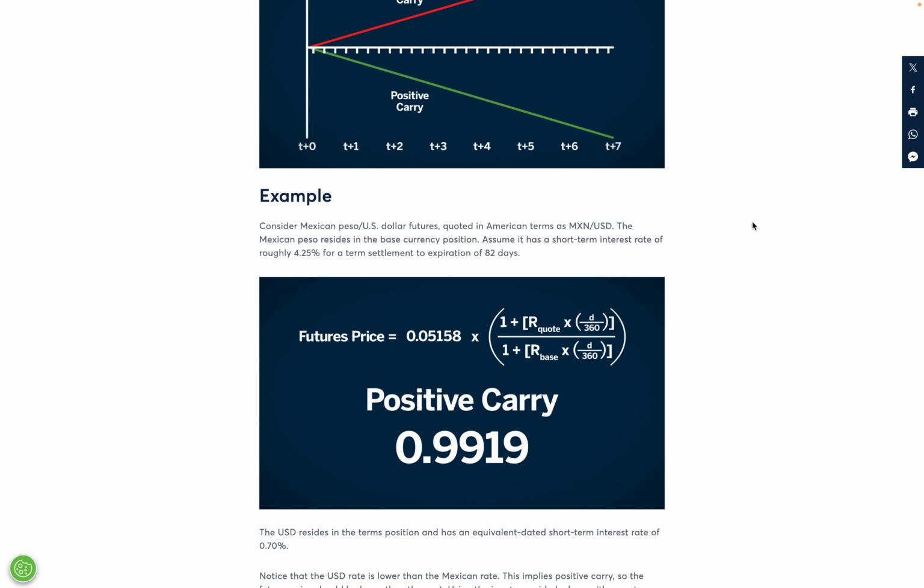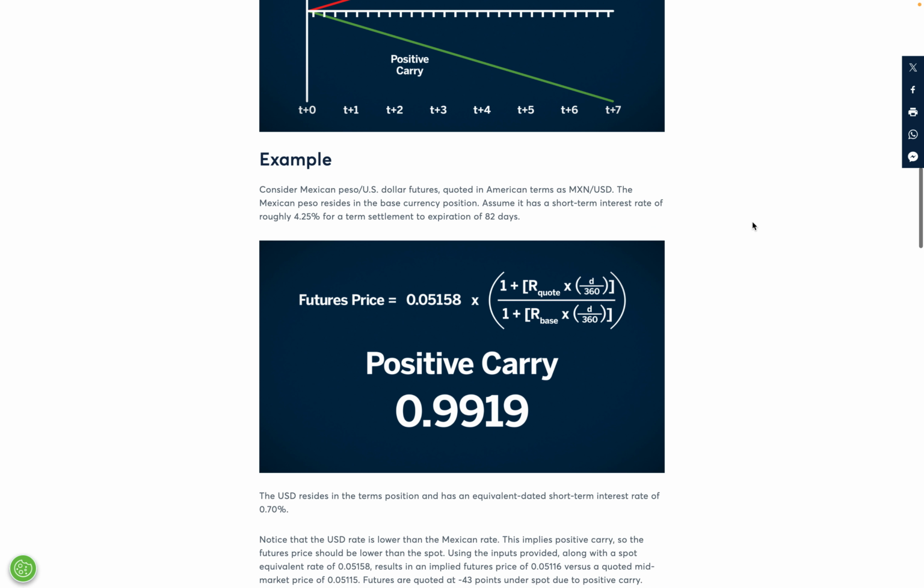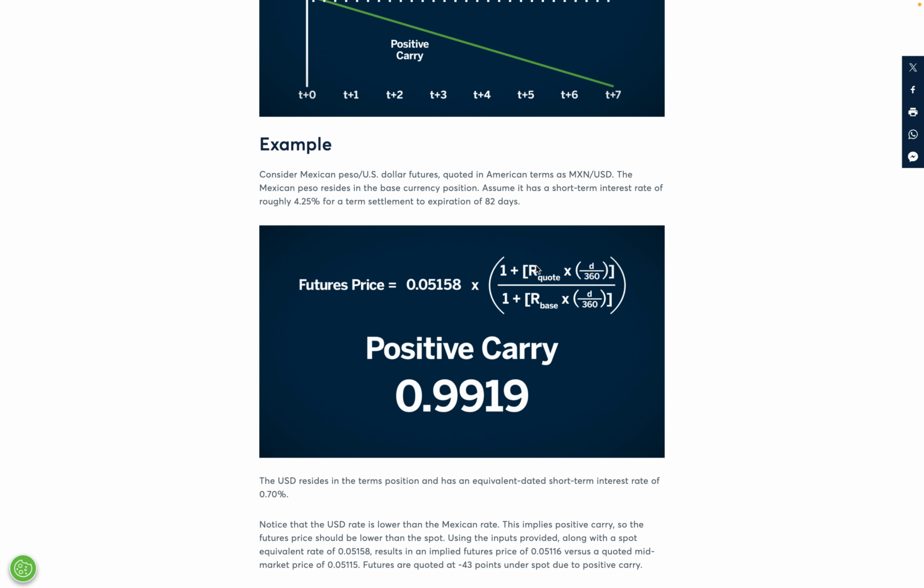For example, consider Mexican pesos, US dollar, quoted in American terms, MXN-USD. The Mexican peso resides in the base currency position. Assume that it has a short-term interest rate of roughly 4.25% for a term settlement to expiration of 82 days. So then inside here goes in the interest rate of US dollar, interest rate of Mexican pesos. Inside here goes in the 82, which is the days to expiration.